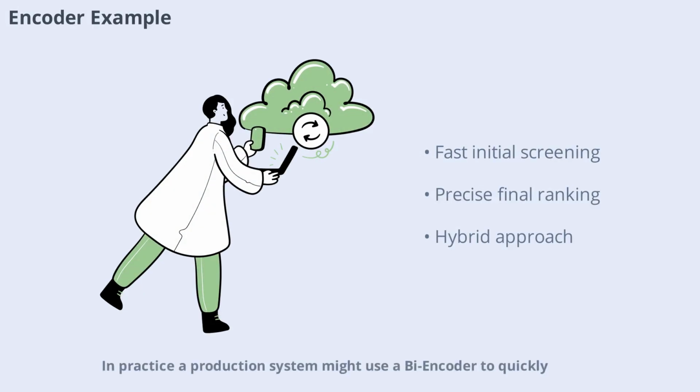In practice, a production system might use a biencoder to quickly narrow down 1,000,000 documents to the top 25 candidates. Then, it applies a crossencoder to these candidates for a final, highly precise ranking. This hybrid approach combines speed and accuracy for optimal results.